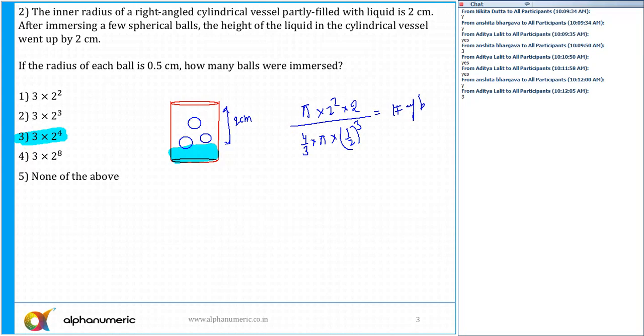Is that clear to all of you? The total volume of the spherical balls should be equal to the total volume by which the water went up. So I will get the number of balls. And if I solve this, I think you'll get the answer as 3 into 2 raised to power 4. So that was again an easy one, option 3. So can I move to the next question?